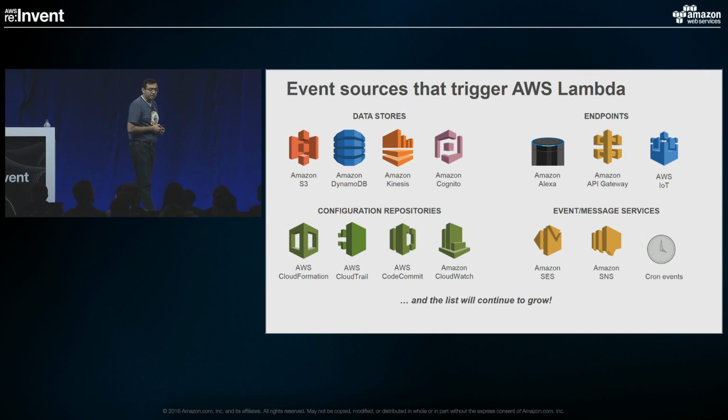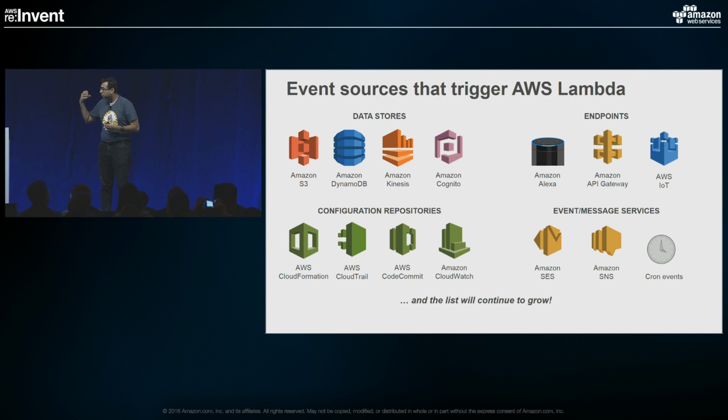And then talking of event sources, there are multiple event sources which trigger Lambda functions. And there are different categories which we have put them into, but you can categorize them as you want. There could be data stores which are invoking a Lambda function. There's new data coming in, and that new data is going to be the trigger of the Lambda function. You could have different endpoints that are triggering the Lambda function.